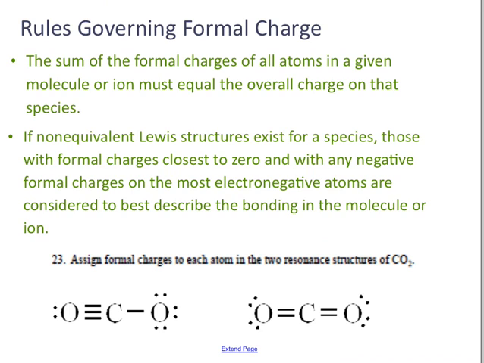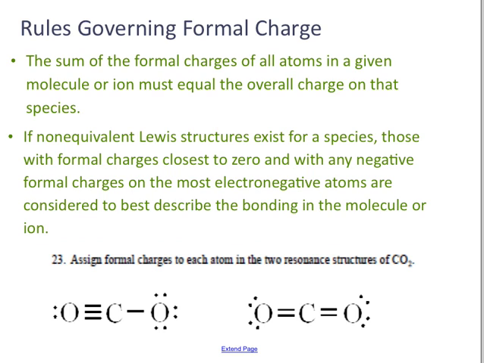So let's go ahead and look at these rules. Rules governing formal charge, and then we're going to talk about the whole why CO2 double bond is better. The sum of the formal charges of all atoms in a given molecule or ion must be equal to the overall charge. And I showed you that in 2 instances today. If non-equivalent Lewis structures exist for a species, those with a formal charge closest to 0, and with any negative formal charges on the most electronegative atoms, those are the most stable. Those are the best. So that's how we choose.